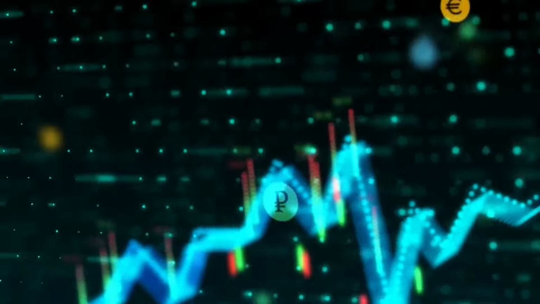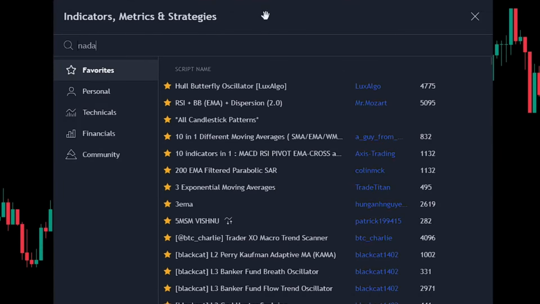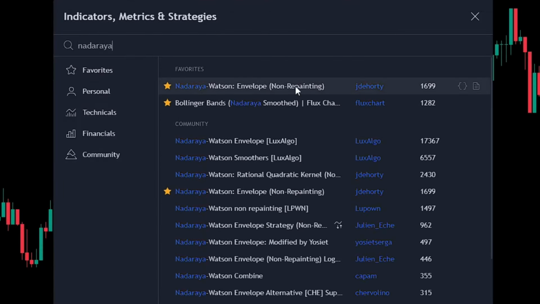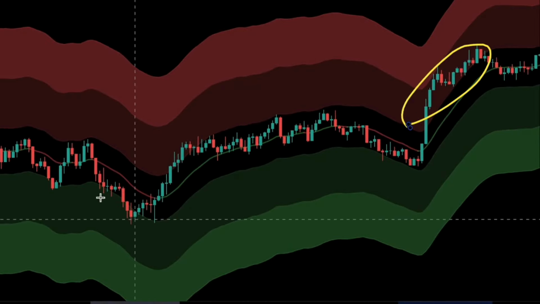of important trade examples. First, head over to tradingview.com and open a chart of any market with high liquidity. Next, select a time frame. This strategy works well on all time frames, including 5-minute, 15-minute, or even a daily chart. Once you've chosen your time frame, click on the Indicators tab and search for the Nadaraya-Watson Envelope Non-Repainting Indicator by J.D. Horty. This tool outlines the price extremes within a selected window size.